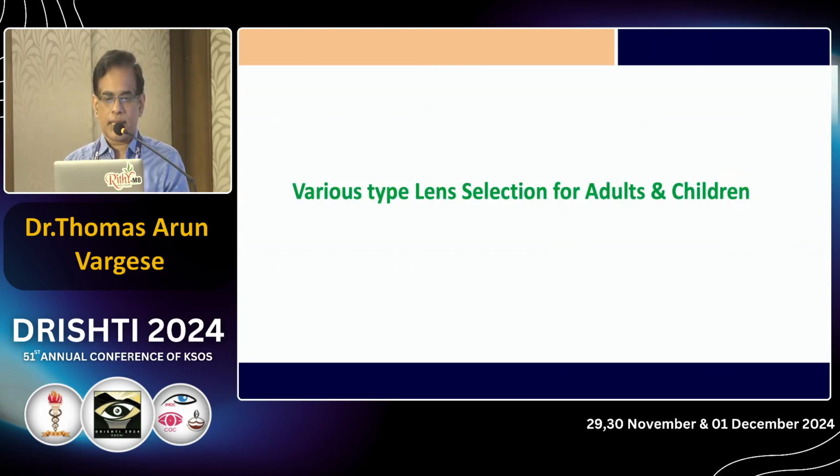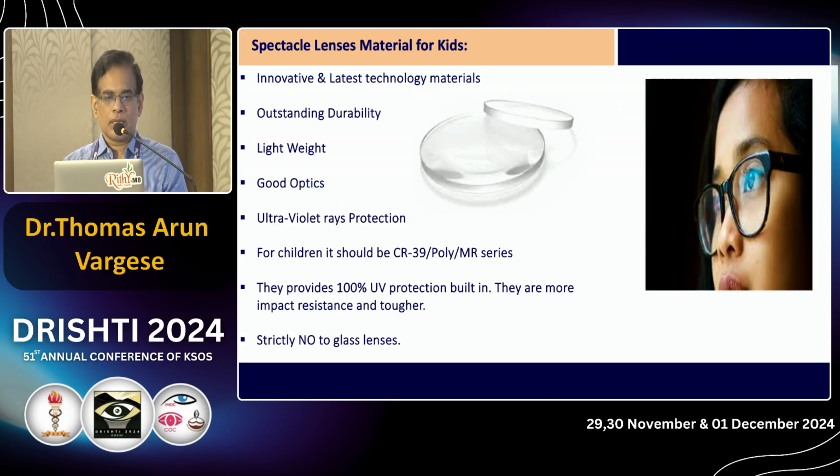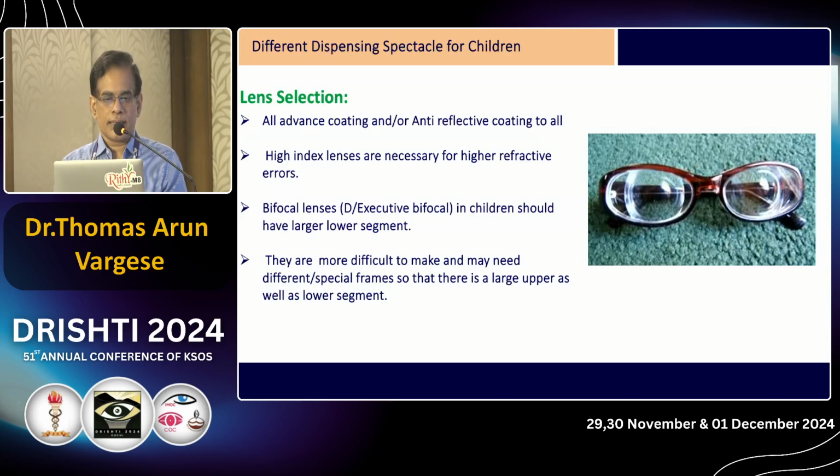Briefly on the various types of lenses. Again, for children, the ideal lenses are CR39, poly, and MR, and definitely no glass lenses. Here again, you're worried about clarity, lightweight, and good optics. And in lens selection, as I said, if it's a high power lens, go for high index lenses, or else you can go for a slightly smaller size frame.